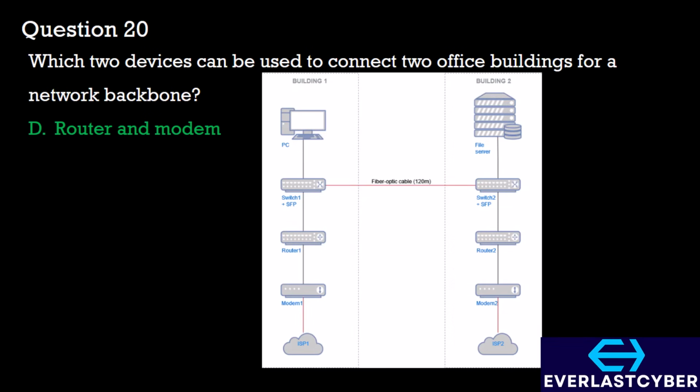A router is used to forward data packets between different networks, and in this scenario, it will manage the routing of data between the two office buildings in order to ensure efficient communication. The modem modulates and demodulates signals to enable data transmission over telephone lines or cables. So it connects the local network to the internet while facilitating communication between the two office buildings, as seen in this diagram put up.